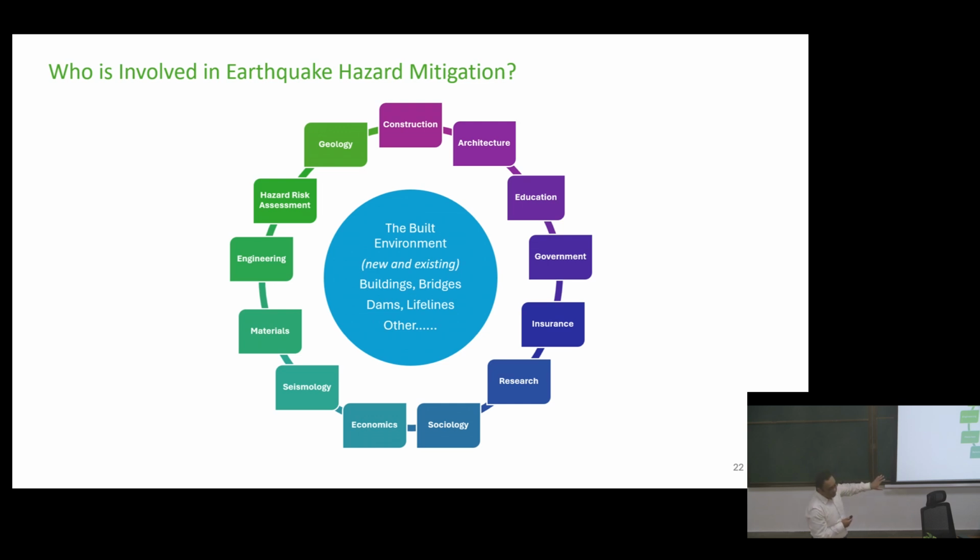And you talk about, Professor Roy talked about dams. Dams are a major part of infrastructure which need to be seismically designed. So there are a lot of stakeholders within the designing team.